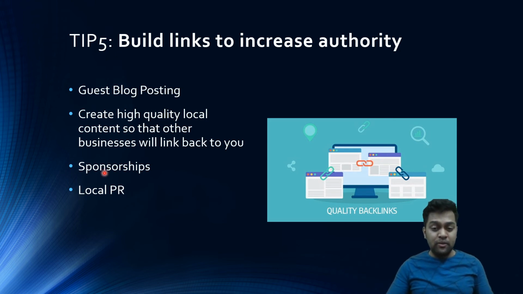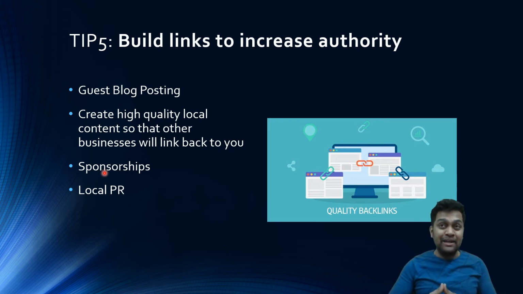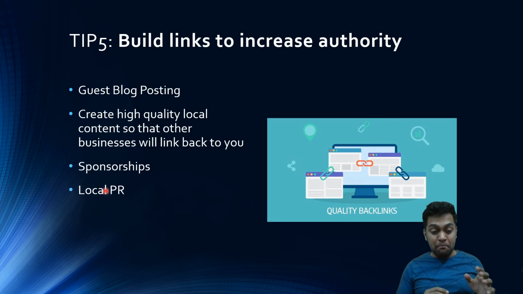Sponsorships is a good way. You can engage in partnerships and try to build backlinks. If there is a local event going on, you can be a sponsor of that event and ask for that organization to provide a backlink. Local PR is again a good way to get those links, but the point here is make sure that you get backlinks from authoritative websites. Do not buy backlinks. It's against Google's policy. So natural backlink building is always a good way to increase your authority.